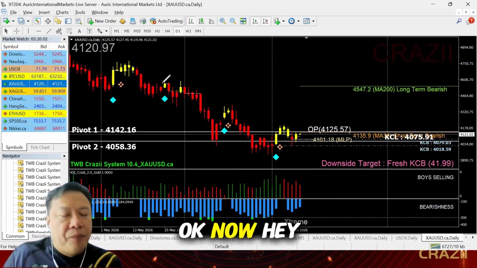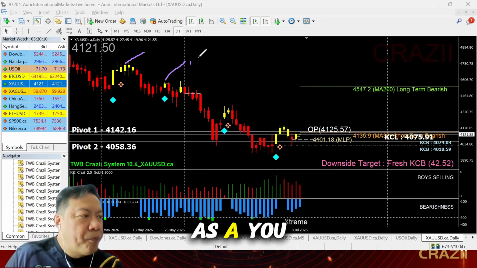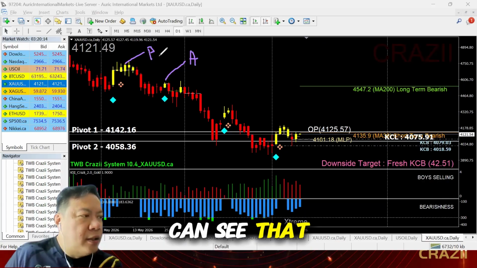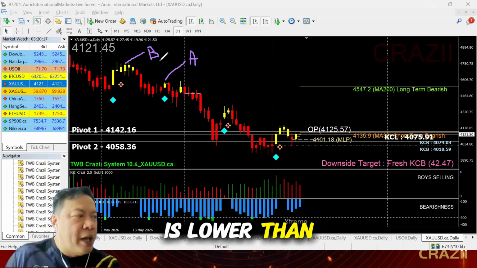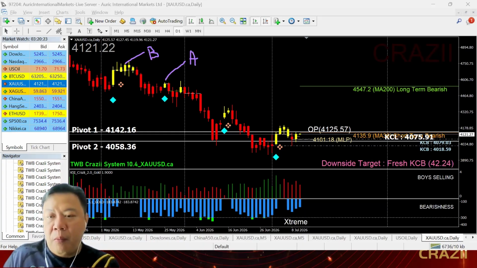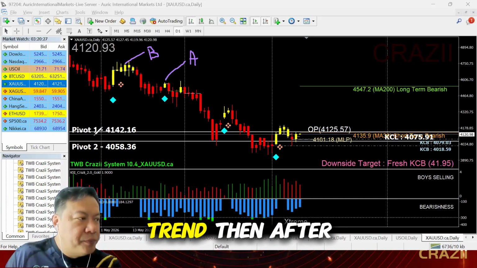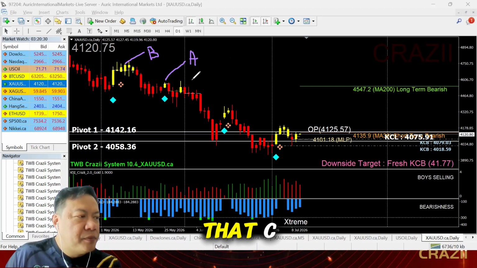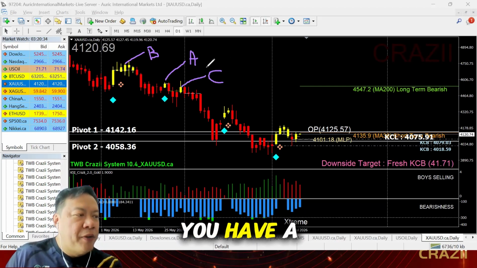Now, K trend. If you look at this one, you call it A. You can see that A closing, the yellow closing, is lower than the B closing. So that is the reason why the market has a K trend. Then after that, C is lower than A. So you have a K trend.